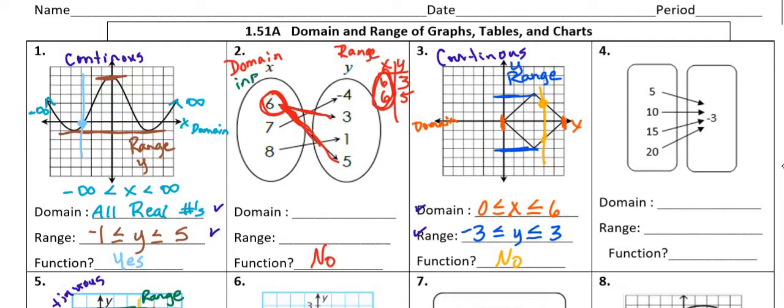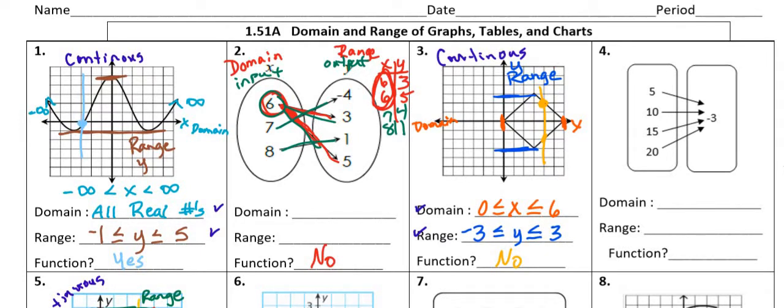This is also your input, and this is your output. You can only have one input going to one range or one output over here. And you see 6 is going to the 3 and the 5, so it's not a function. Now, when I look at these others, I can see that the 7 goes with the 4 and the 8 goes with the 1.